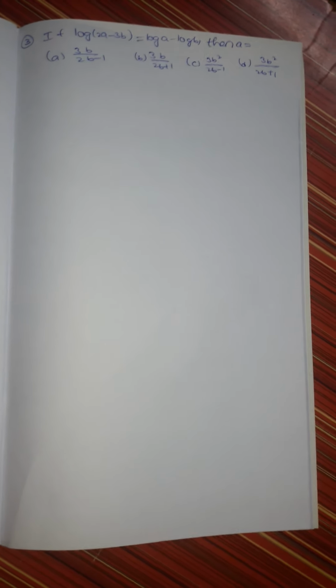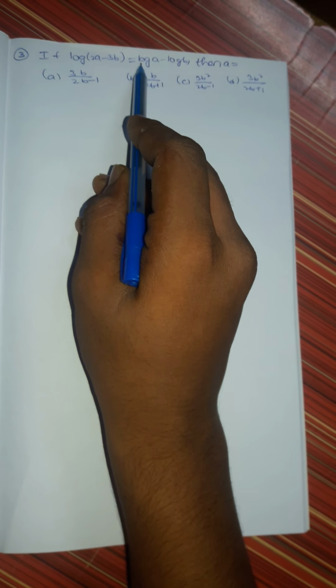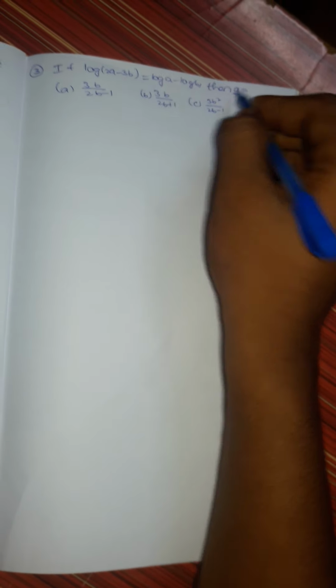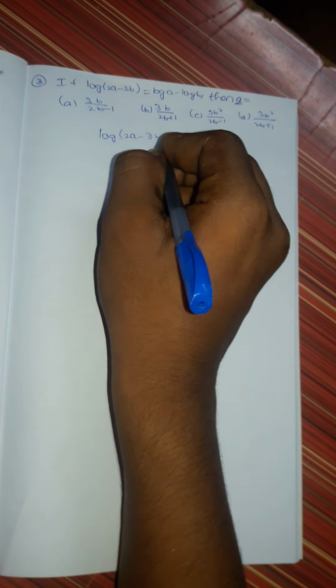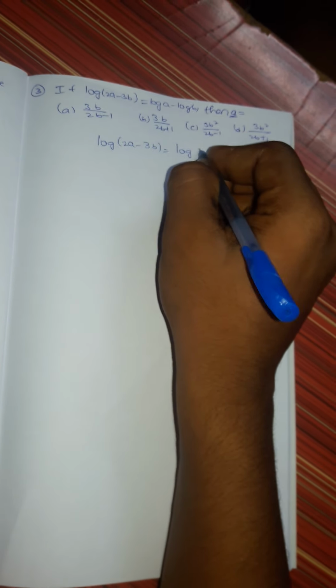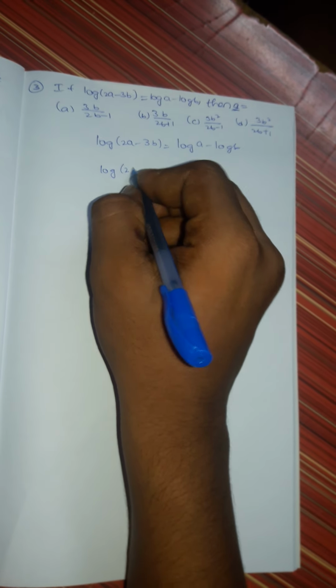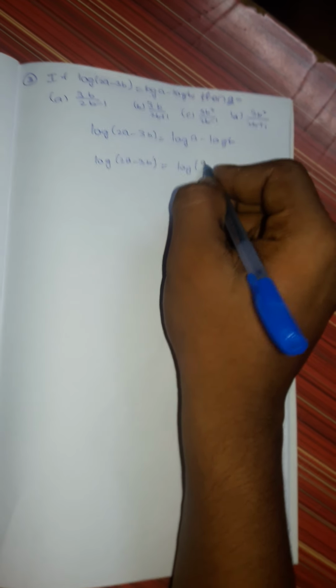See students, this is the third question. Let's do it. The question is, if log of 2a minus 3b is equal to log a minus log b, then the value of a is, we should find the value of a. The given equation is log of 2a minus 3b is equal to log a minus log b. We know that formula. Did you remember? log x minus log y is equal to log x by y. That is equal to, we can write, log of a by b.